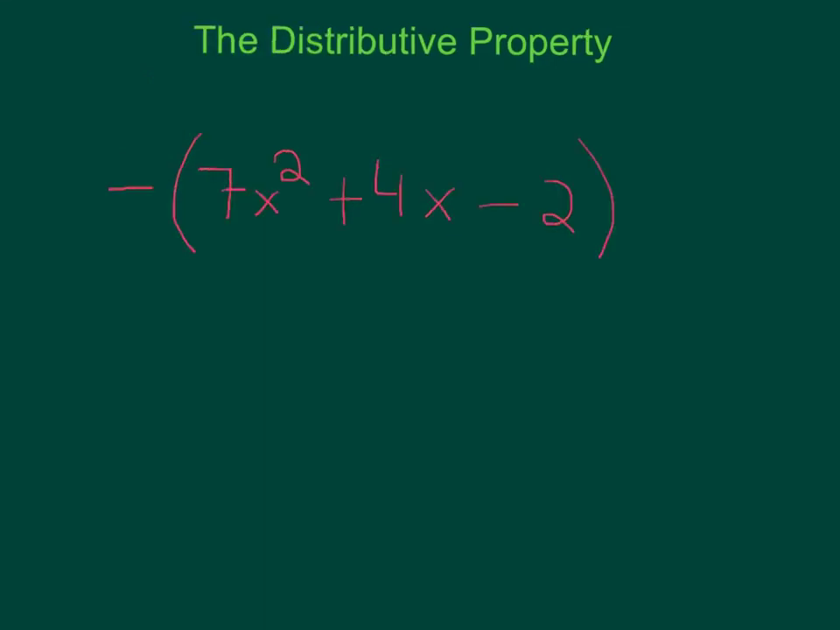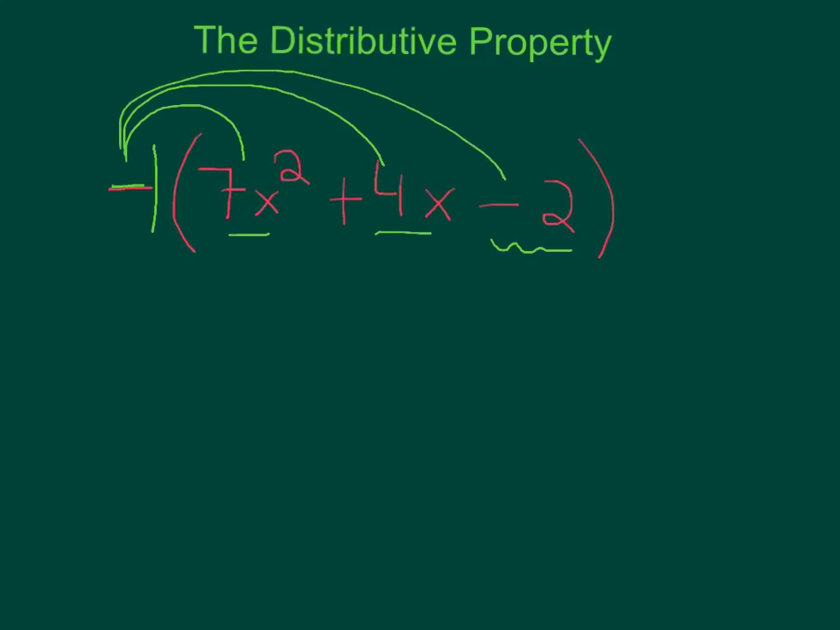Here's our second example. We have a negative sign out in front and we're multiplying by 3 terms, 7x squared, 4x, and you could think of this as a -2. Now, a negative sign out in front really means you're multiplying each term by -1. So -1 times the first term, times the second term, and times the third term. And now, think about what happens when you multiply by -1.